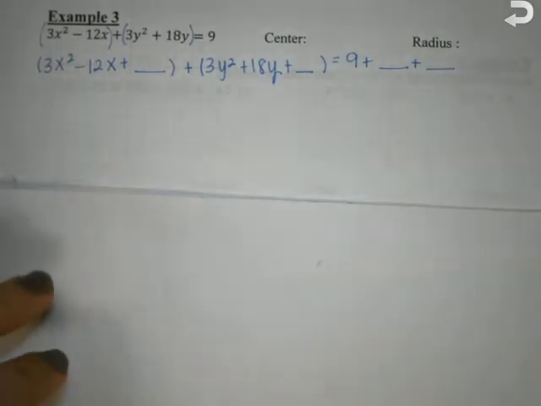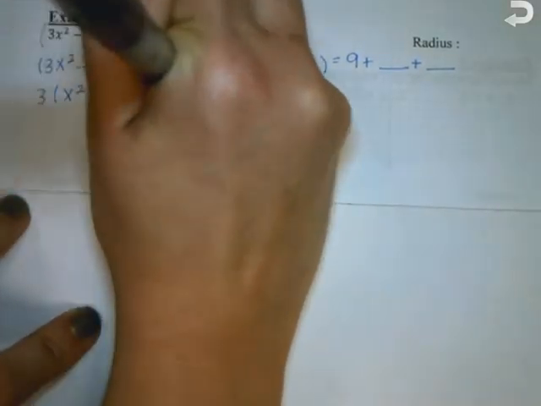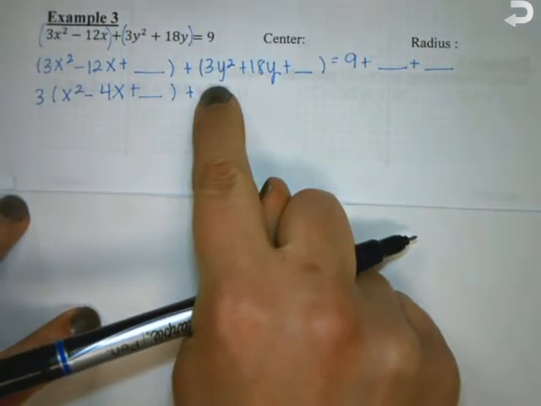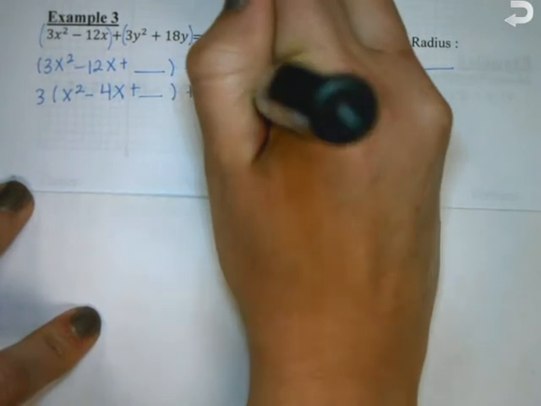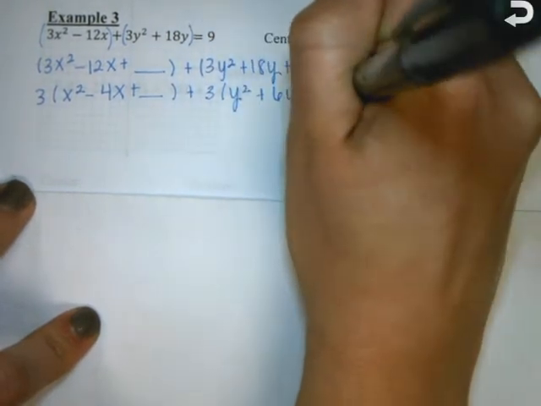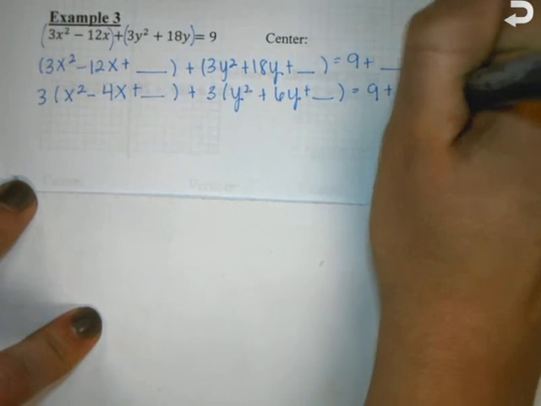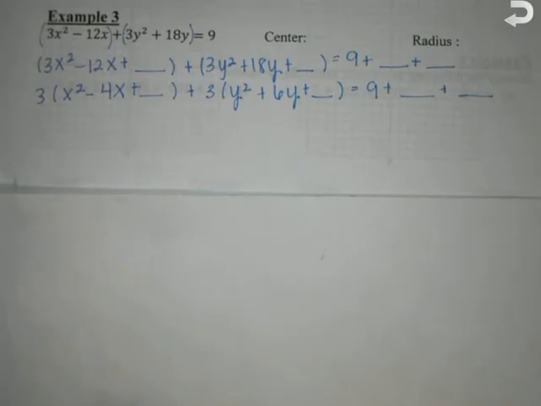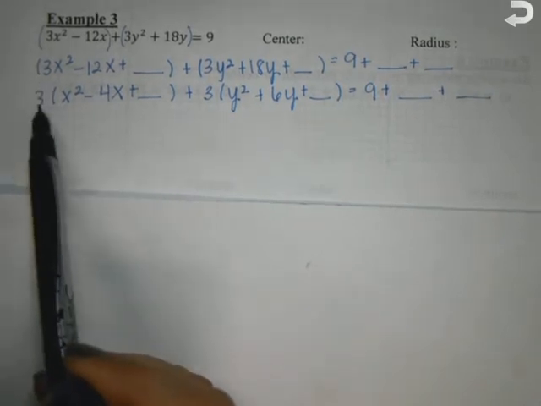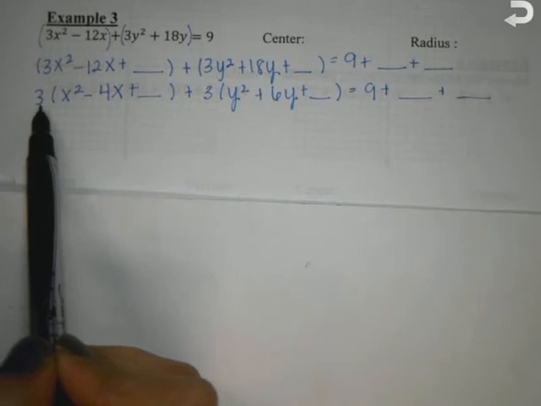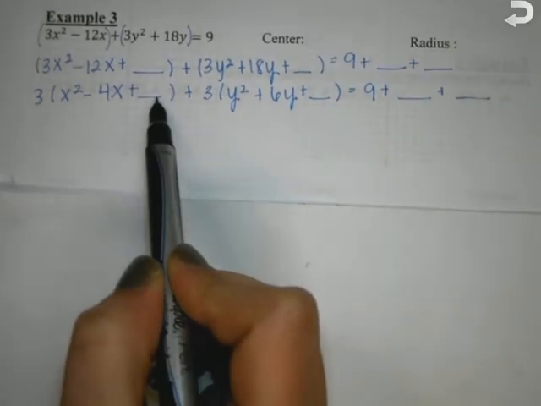So this is going to be 3x squared minus 4x plus blank plus, and then what's the GCF in this one? Also 3. So 3 times y squared plus 6y plus blank equals 9 plus blank plus blank. Okay. One other thing we have to remember when we're completing the square and we factored out a 3. Since I factored out a 3 here, this number is going to be different. What do I have to remember to do on the right-hand side for that blank?